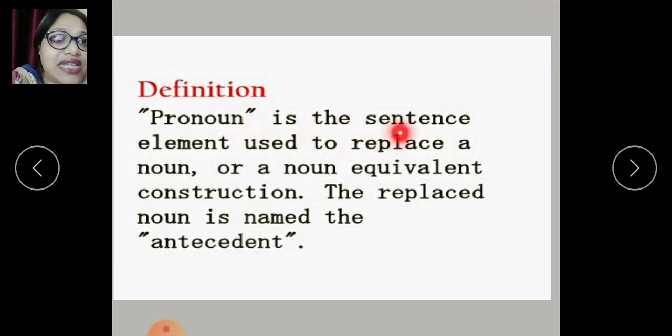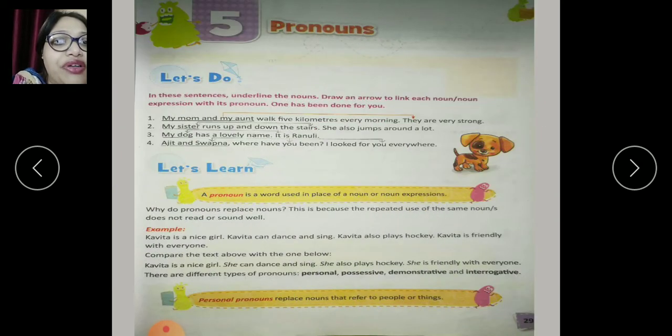Pronoun is the sentence element used to replace a noun or a noun equivalent construction. The replaced noun is named the antecedent. So the noun which the pronoun is replacing is known as antecedent, and it is used in place of a noun or nouns such as name of animals, things, place, and so on. So here children, you can see the definition of a noun. A pronoun is a word used in place of a noun or a noun expression.